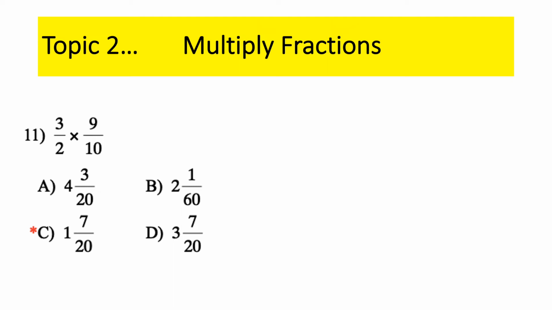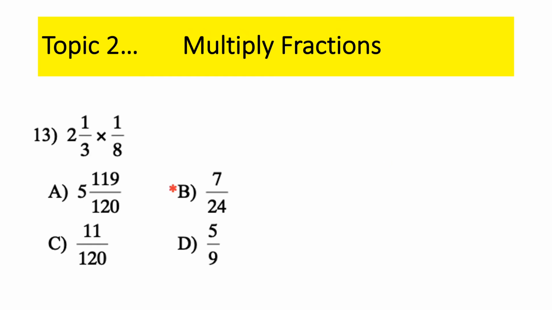Topic number 2, well, we kind of just did it right there, but we'll still do some other ones. Multiply fractions. The rule for multiplying fractions is to multiply numerators with numerators, denominators with denominators, straight across. So let's see. 3 times 9 is 27. 2 times 10 is 20. Sorry. Is that an answer? It is not. Is it fully reduced? It is. Let's make it into a mixed number. 20 goes into 27 once, with 7 left over, and that is answer C.